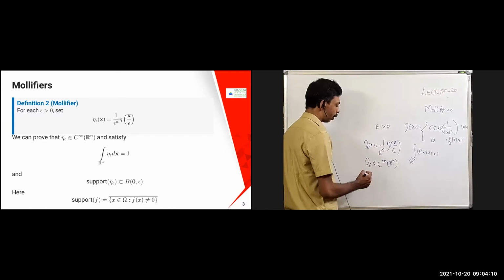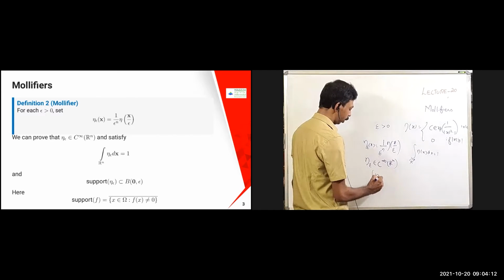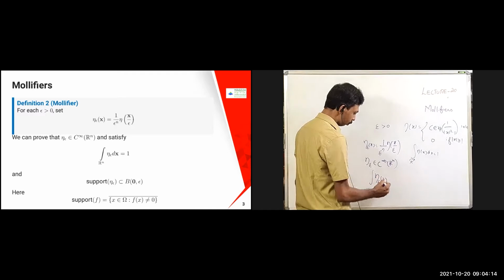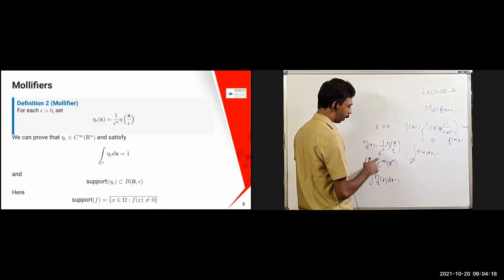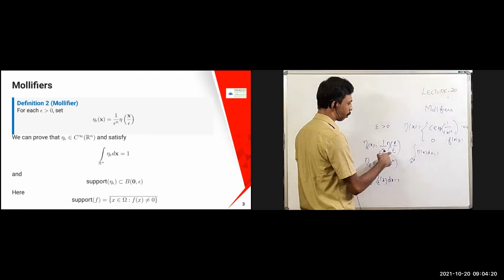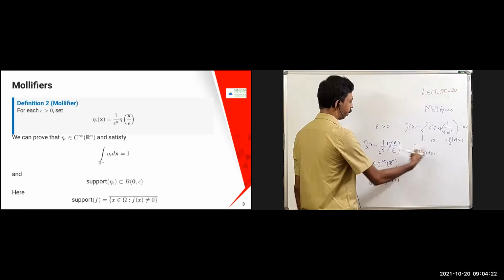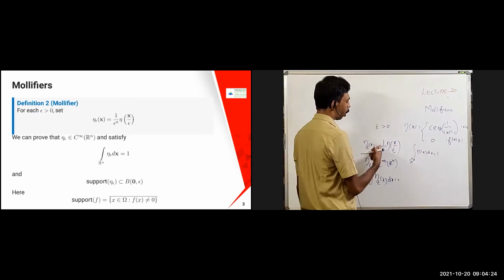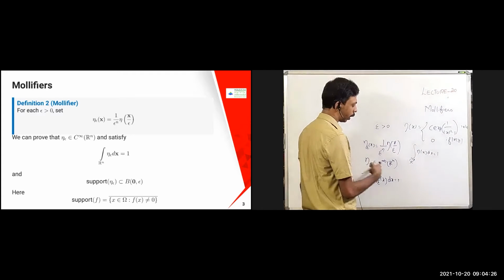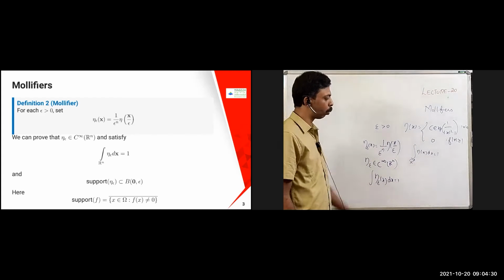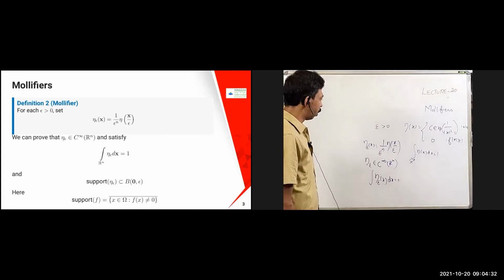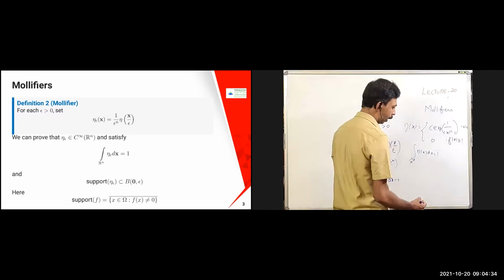Apart from that, you can prove that the integral of eta epsilon of x dx is also going to be 1. Because there is an epsilon to the power n, and here you have x by epsilon. If you take the change of variable, you are going to get one more epsilon to the power n, and both get cancelled. So this becomes 1 again.